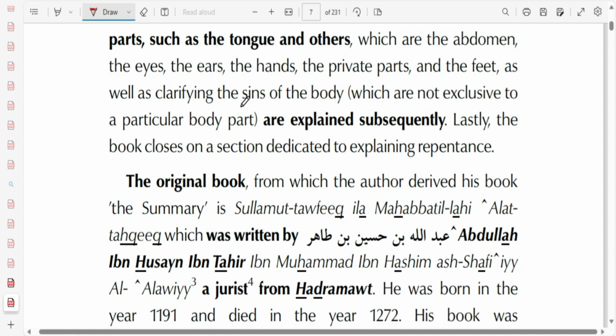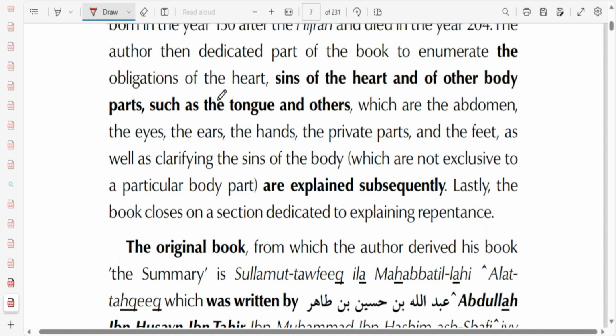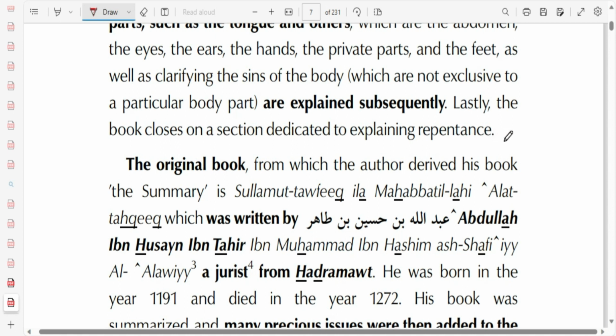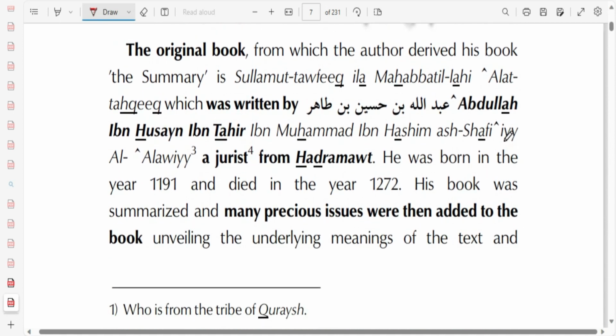There's a group of sins called merely the sins of the body. Why are they called that? Because they're not particular to any limb or organ. Those are explained subsequently, meaning afterwards. Lastly, the book closes on a section dedicated to explaining repentance.